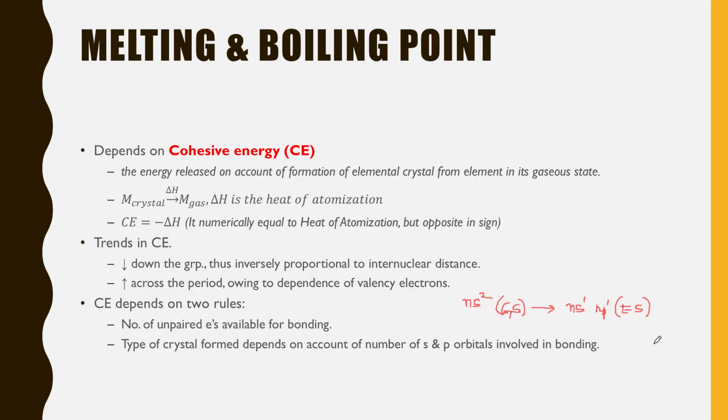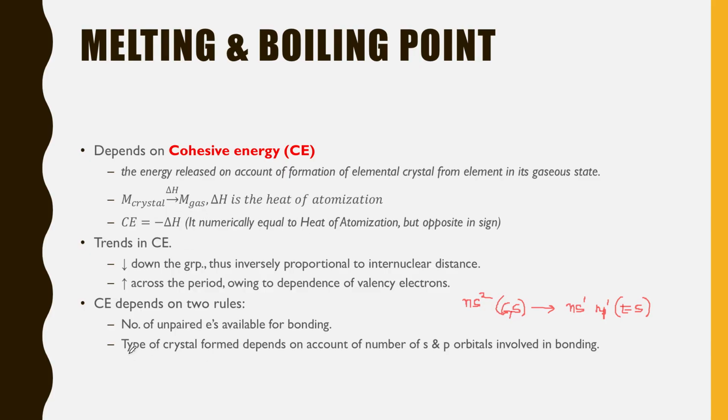In the same way, when you go to the group 14 element, there are four unpaired electrons available. So as you move from left to right in the periodic table, the number of unpaired electrons available for bonding increases, and that is why you see an increase in cohesive energy when you move across the period.